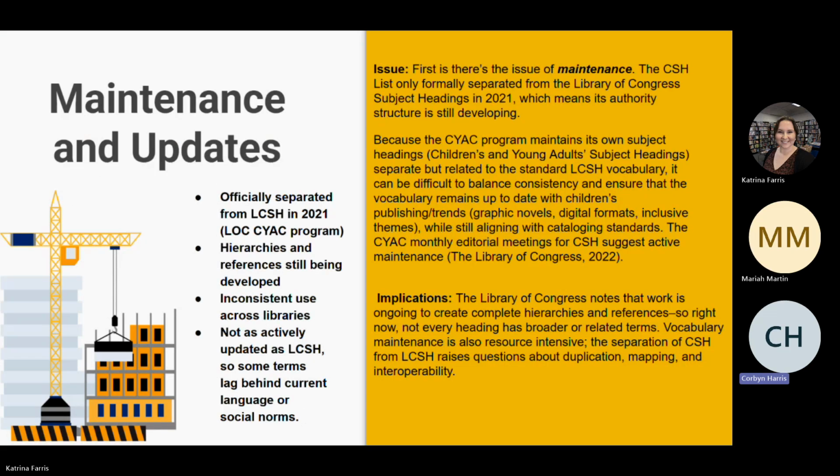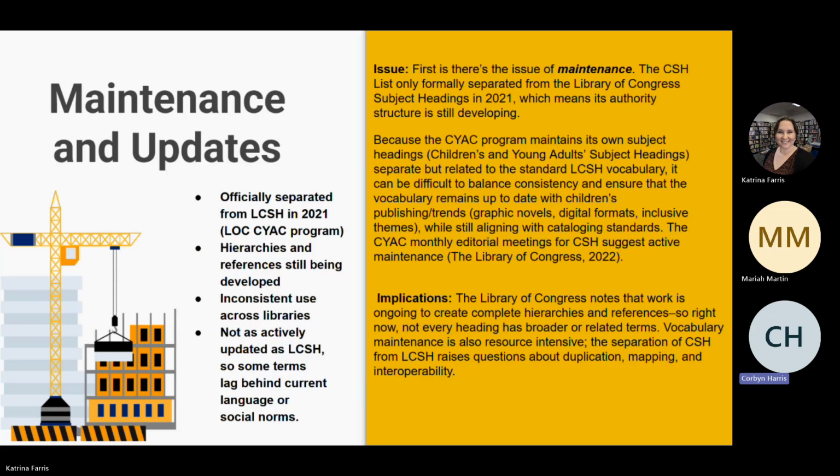The CSH list only formally separated from the Library of Congress subject headings in 2021, so it means its authority structure is still in development. And because the CYAC program maintains its own subject headings, separate but related to the standard LCSH vocabulary, it can be very difficult to balance consistency and make sure that the vocabulary remains up to date with children's publishing trends, while still aligning with the cataloging standards. The CYAC monthly editorial meetings for CSH suggest active maintenance on a regular basis.